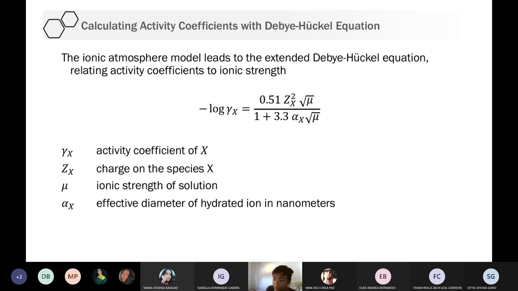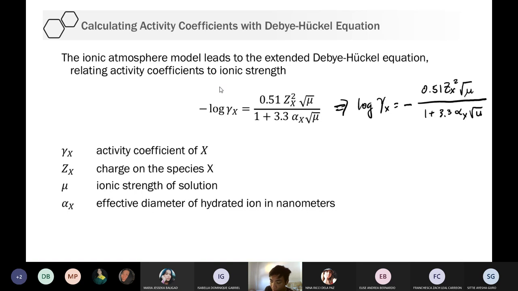Okay, so pakita natin kung paano. Suppose we are now solving for gamma. You multiply the negative sign on both sides of the equation. So you will get the log of gamma x equal to negative ng fraction na to: 0.51 charge ng x squared square root of mu over 1 plus 3.3 alpha ng x square root ng mu. Again, yung Z, yun yung charge, yung gamma, activity coefficient, mu, ionic strength, alpha, yung size ng ion in nanometers.